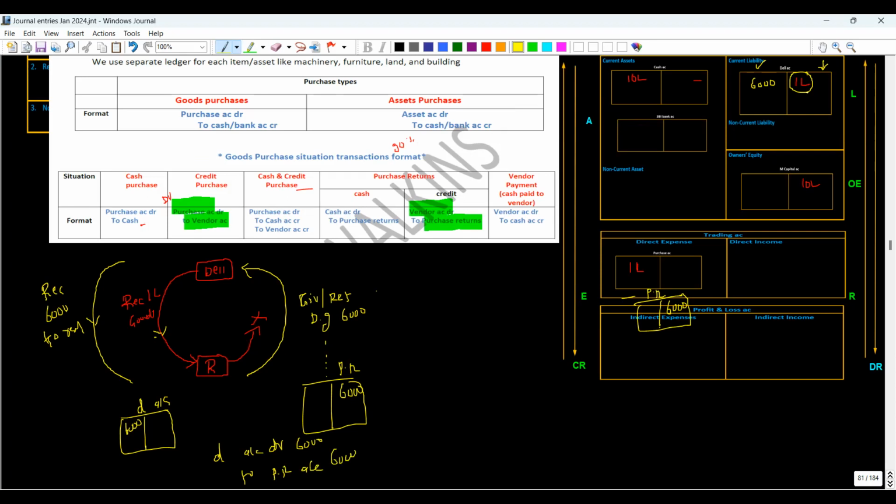After this, the updated closing balance in the Dell account is how much now? 94,000. And the net purchases of the company is how much now? 1 lakh minus 6,000, which is 94,000. The due is how much now? 94,000, which is the liability. So in case you are getting stuck, if you are unable to say the journal entry for the credit purchase return, just think opposite of the credit purchase.